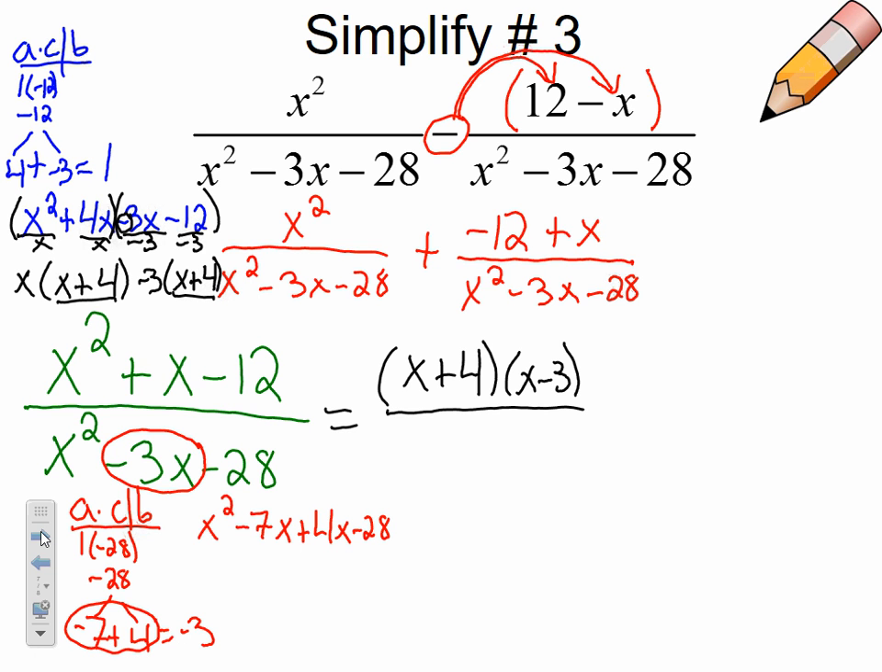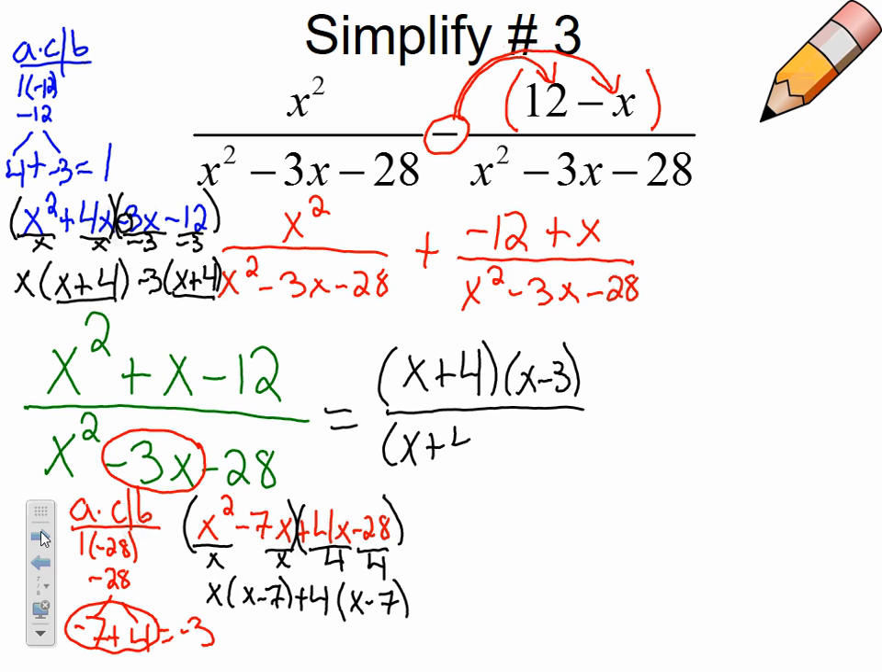Now I'm going to put my grouping together. So I'm going to group this one. I'm going to group this one. This one I can take out an x, and I'm left with x minus 7. This one I can take out a 4, a positive 4, so I'm left with x minus 7. Now I can rewrite it. So I'm going to have x plus 4 and x minus 7.